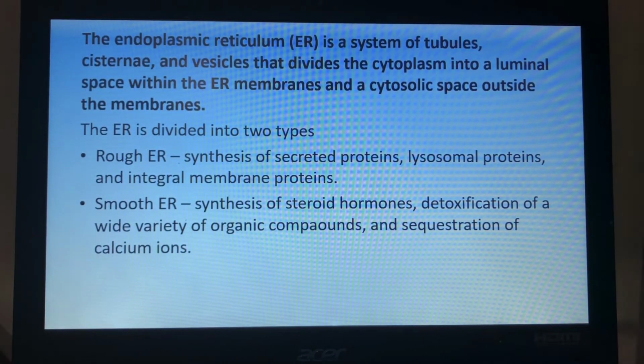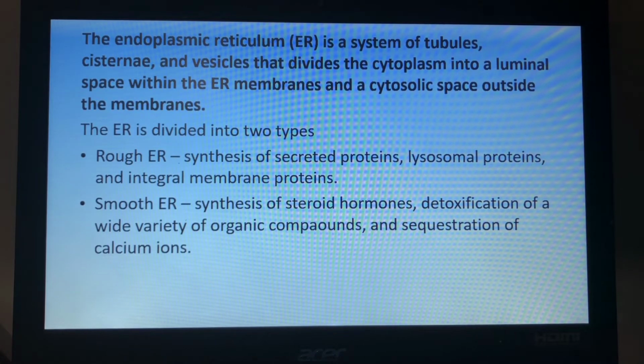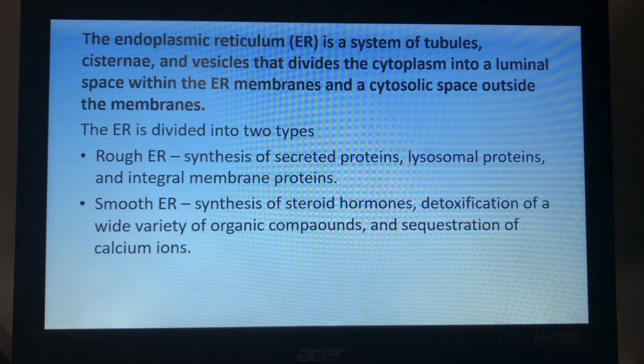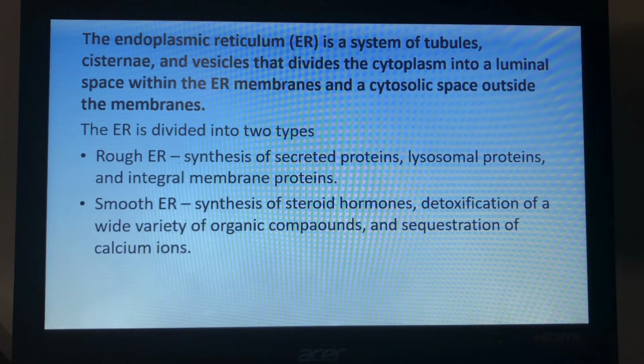The endoplasmic reticulum, or the ER, is a system of tubules, cisternae, and vesicles that divides the cytoplasm into a luminal space within the endoplasmic reticulum membranes and a cytosolic space outside the membranes. The endoplasmic reticulum is divided into two broad types: the rough ER, or the RER, which occurs typically as flattened cisternae and whose membranes have attached ribosomes, and the smooth ER, or the SER, which occurs typically as tubular compartments and whose membranes lack ribosomes.